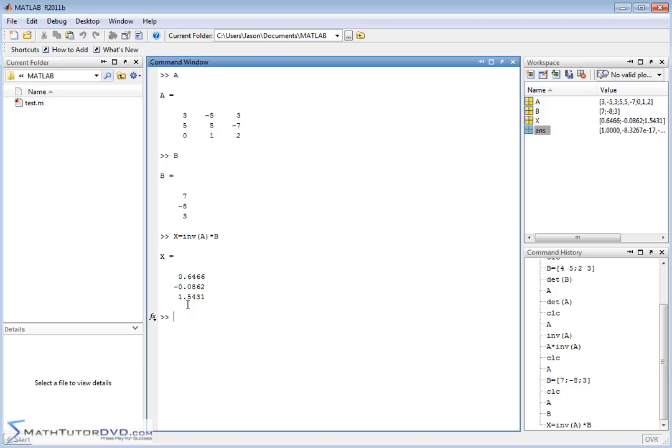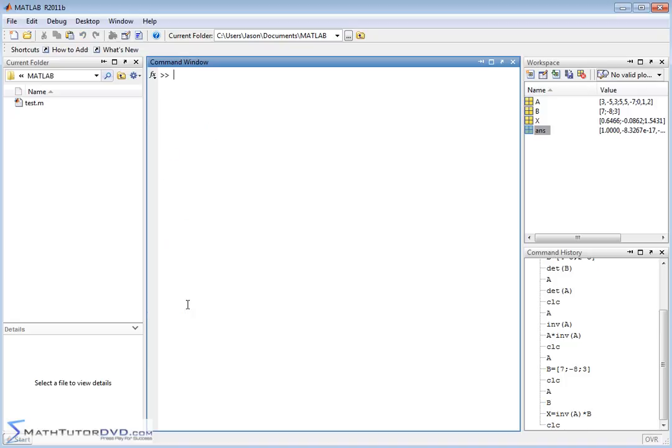Now this should look a little bit familiar to you because I solved this problem before. So let me tie the knot and show you a little bit closer. So we'll say system. We'll call it system is equal to, I'm going to put it all together. 3 space -5 space 3 space 7. Next row, 5, 5, -7, -8. Next row, 0, 1, 2, 3.